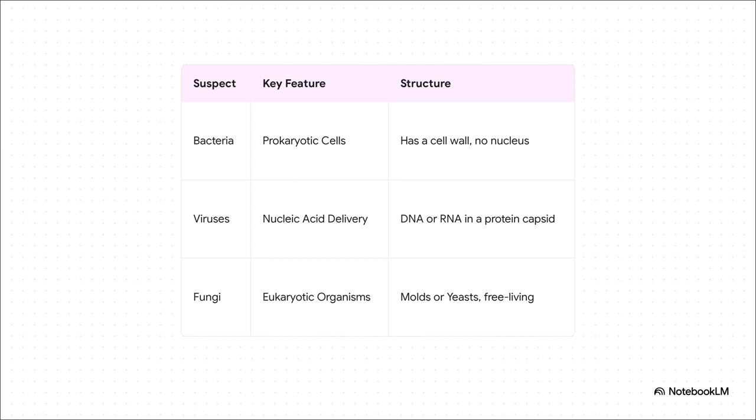First up, you have bacteria. These are prokaryotic cells with a cell wall but no nucleus. Then you've got viruses, which honestly are more like little nucleic acid delivery machines, just a piece of DNA or RNA wrapped in a protein shell, ready to hijack your cells. And finally, we have fungi, which are more complex, things like yeasts and molds. Each one has a totally unique signature.